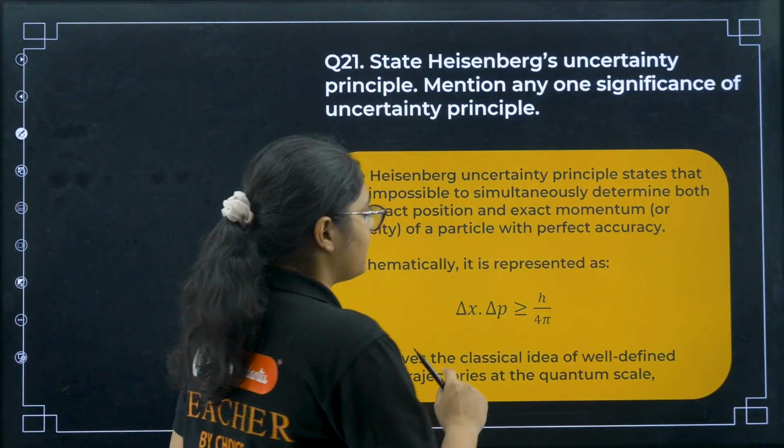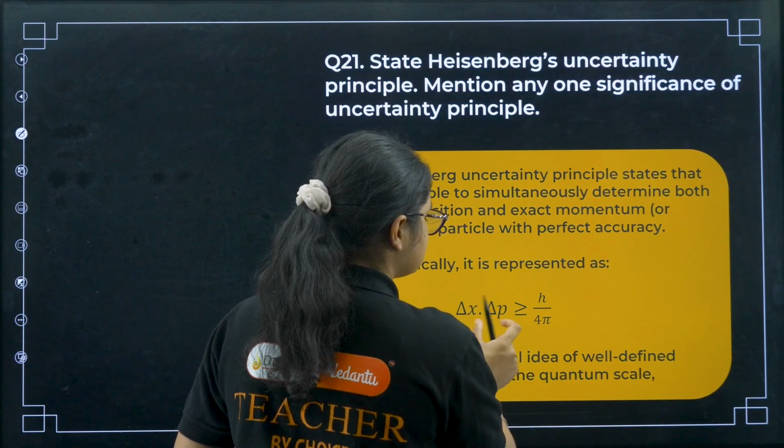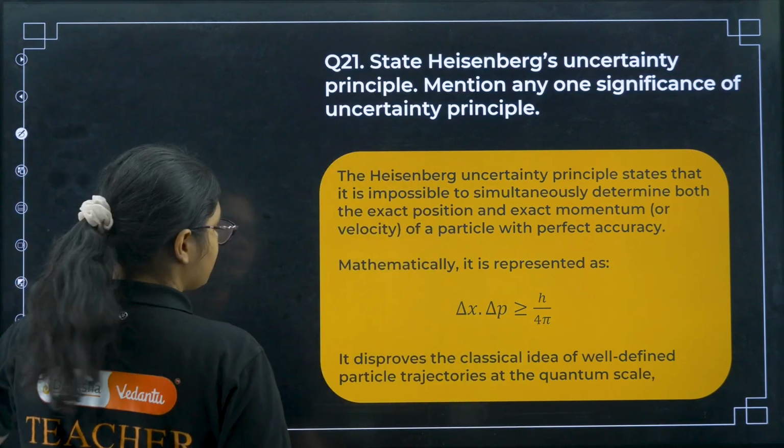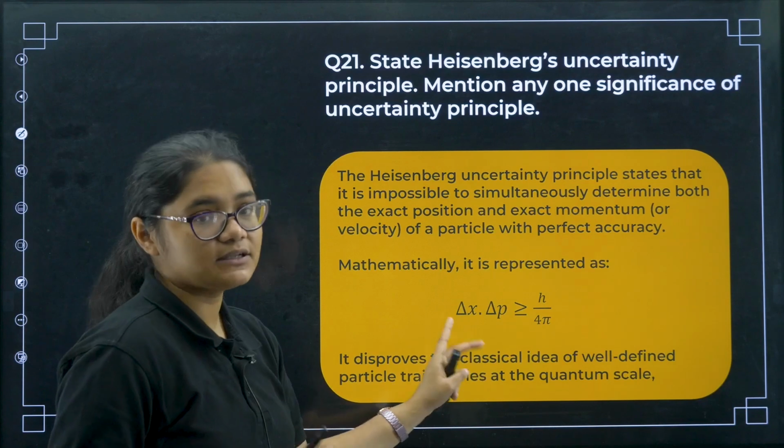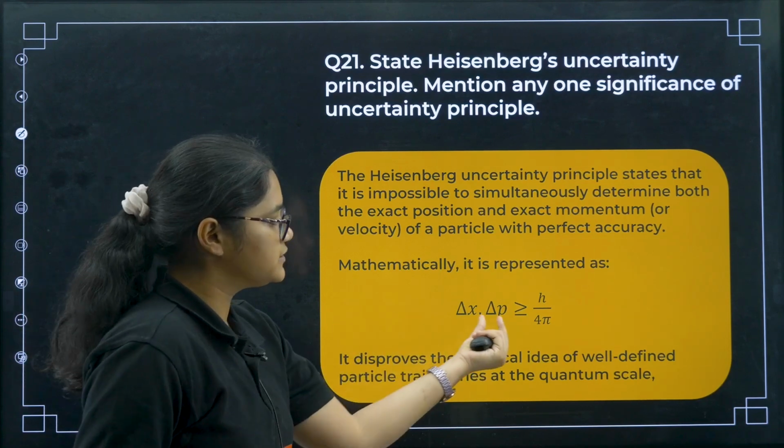Now what you have to write? Mathematically it is represented as, this is the formula, delta x into delta p is greater than or equal to h by 4 pi. But here if you write only this much, this is not correct. You should also mention the terms here.